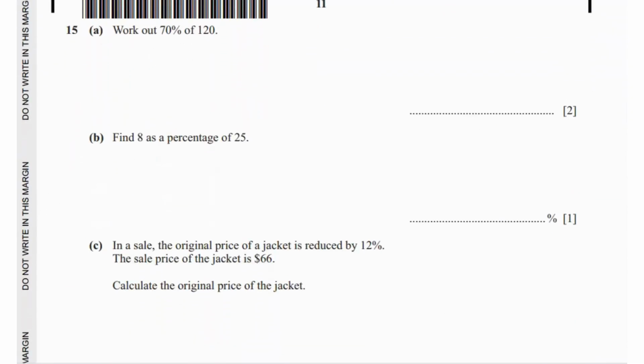Then work out 70% of 120. 70 over 100 times 120. The 0 gets cancelled out, and this 0 also gets cancelled out. So that's 7 times 12. That's going to be 84.